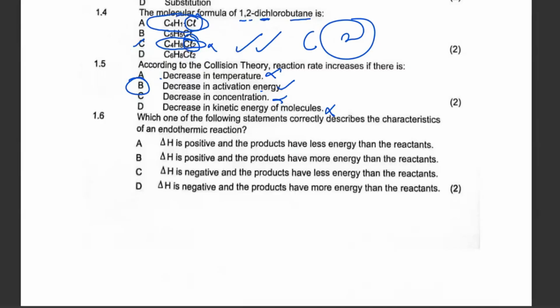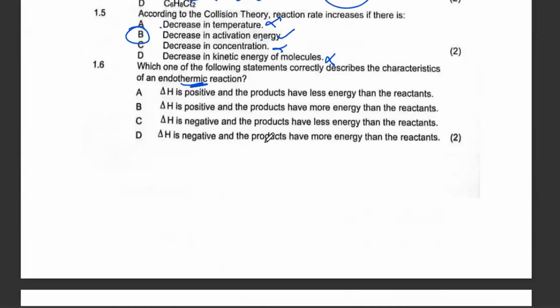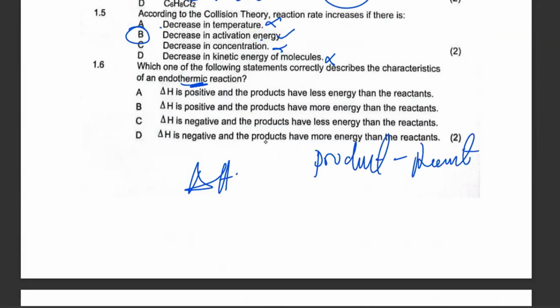All right, 1.1.6, they're saying, which one of the following statements correctly describes the characteristics of endothermic? Endothermic means that you take in heat. So if you take in heat, the enthalpy change must be positive. Remember, product minus reactant. So to get a positive figure, the product must be big while the reactant must be small. So let's look at it.